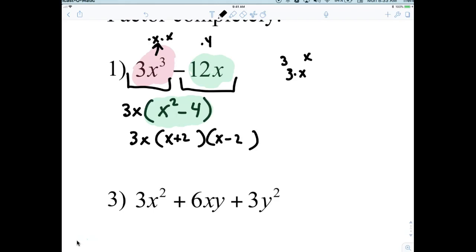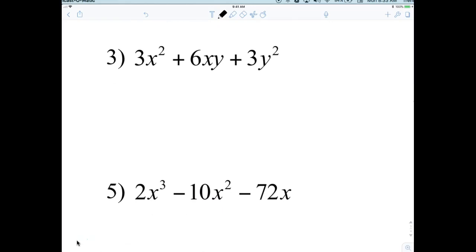All right. So looking here, is there a number that's common? 3. Is there a variable that's common? Is there a common x? No, because there isn't an x in the third bucket. Everybody agree with me? So the only thing we can pull out is a 3. Now, when you're pulling numbers out, you divide.